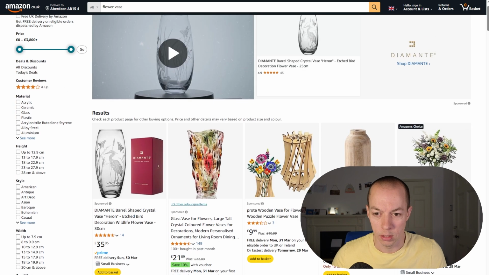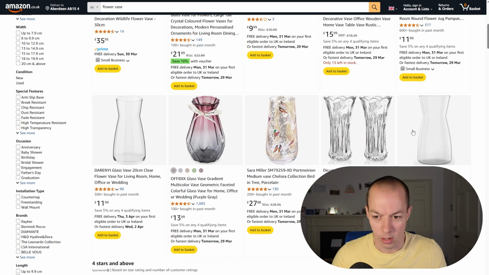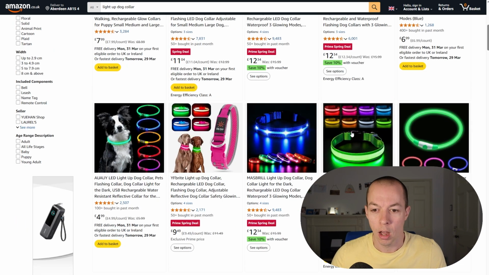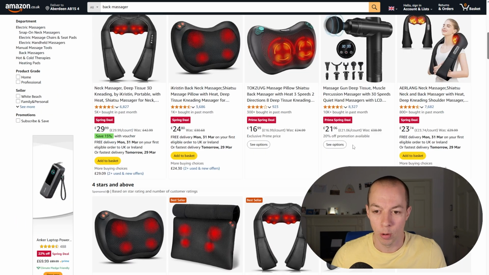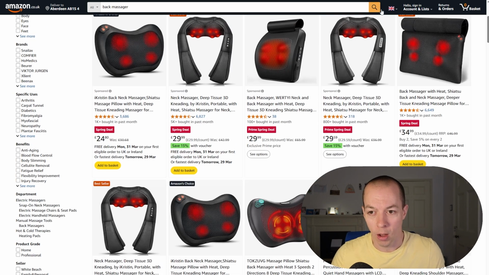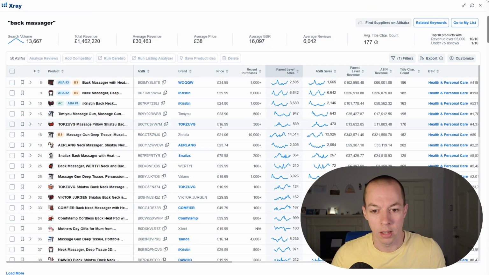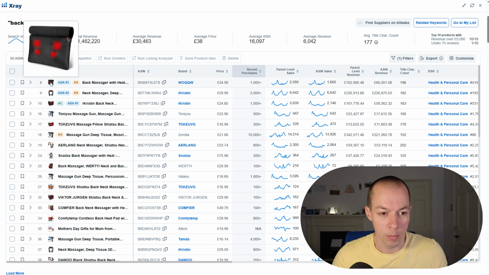And the problem with this is if products aren't directly comparable, like we saw in the vase niche, I mean, these are all vases. Glass vase, glass vase, glass vase, etc. Maybe there's a 2-pack there, so you have to take that into account. And the same with the light up dog collars. These products are comparable, but these products to me aren't comparable. These are quite different types of products. So it's not just a simple case of looking at the recent purchases column, because yes, this one might be selling 1,000 units, but it's a very different type of product to this one.